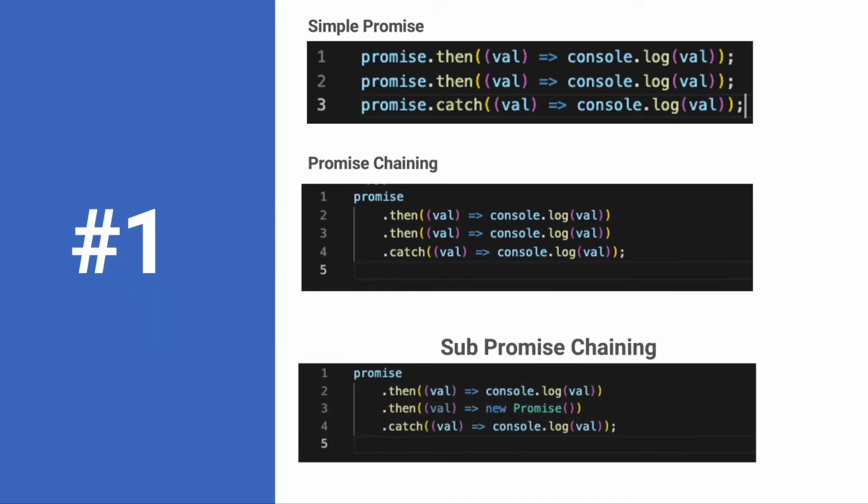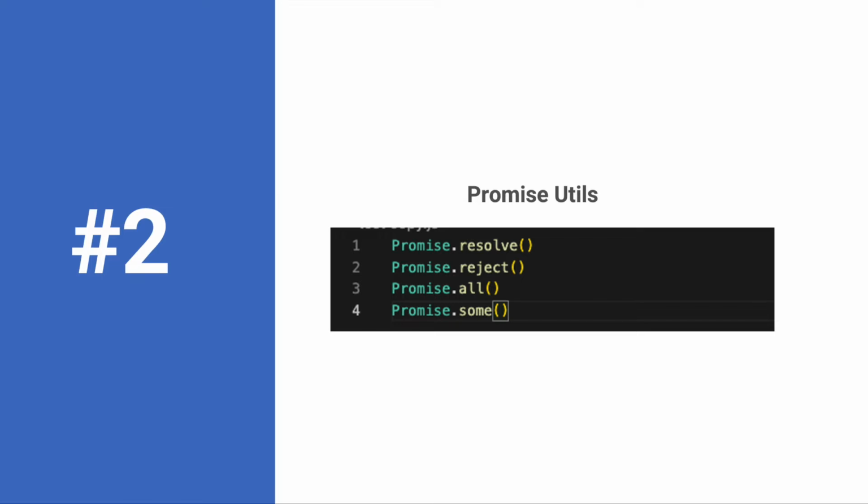In the third part, we will add a little bit more complexity, and in this case, we will see how sub promise chaining works. What if you return a promise from one of the then methods? Then how does the whole system work differently? Once we're done with the simple version of promise, in the second part of the video, we will go toward creating utility functions for the promise, like Promise.resolve, Promise.reject, Promise.all, and Promise.some.